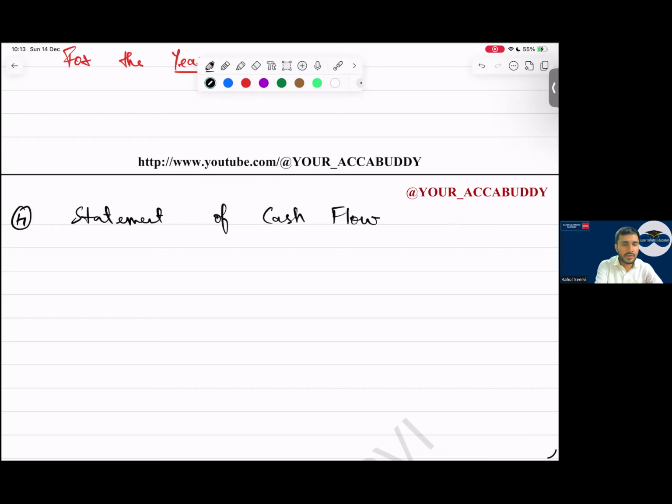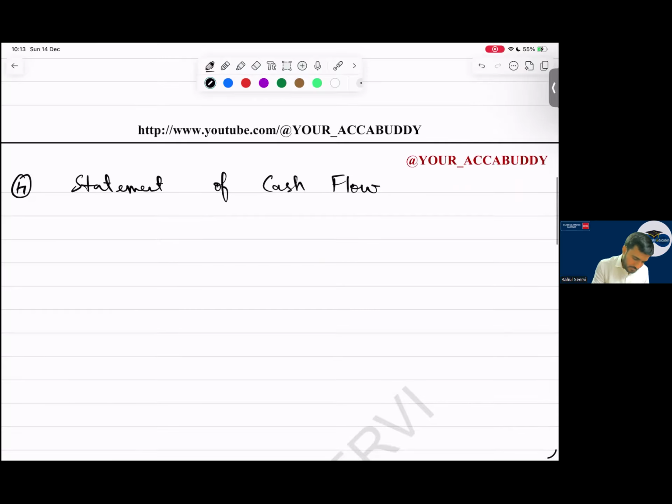For the year, yes or no? Now, what will the cash flow statement show you? It shows all the cash inflows and cash outflows that have happened. Why is it important to know cash inflow and cash outflow? For liquidity purposes.